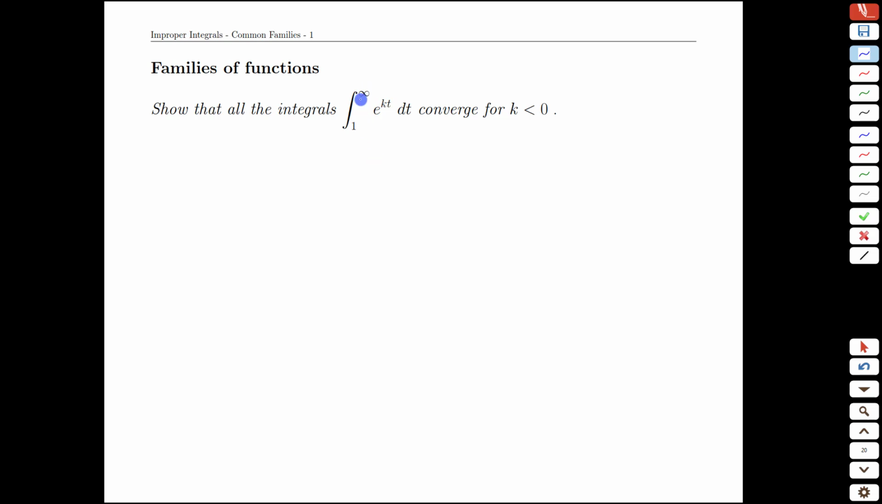And we know it's an improper integral because of the infinity sign here. That indicates that we're talking about the area as we head out towards infinity. In this case here, we're using t as our variable and e to the kt. Now notice we're going to assume that k is less than 0 for this. And the reason for that is only if k is less than 0 do we get an exponential decay curve.